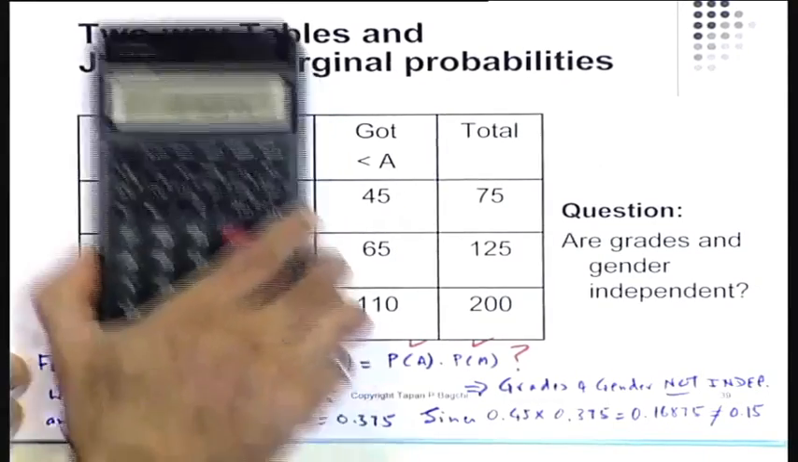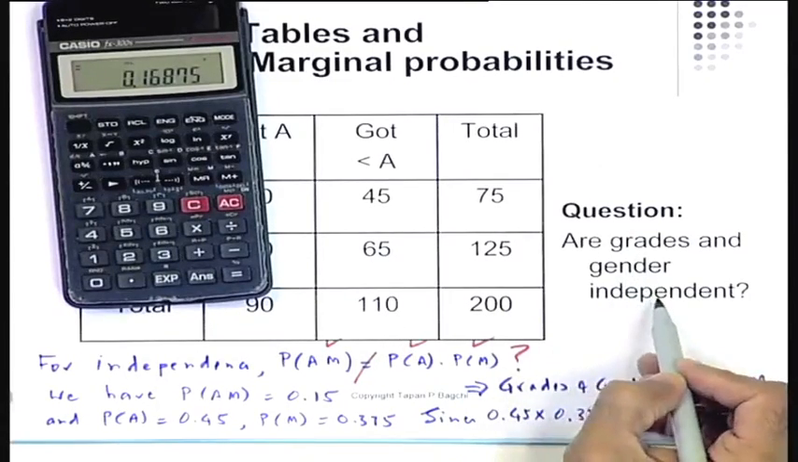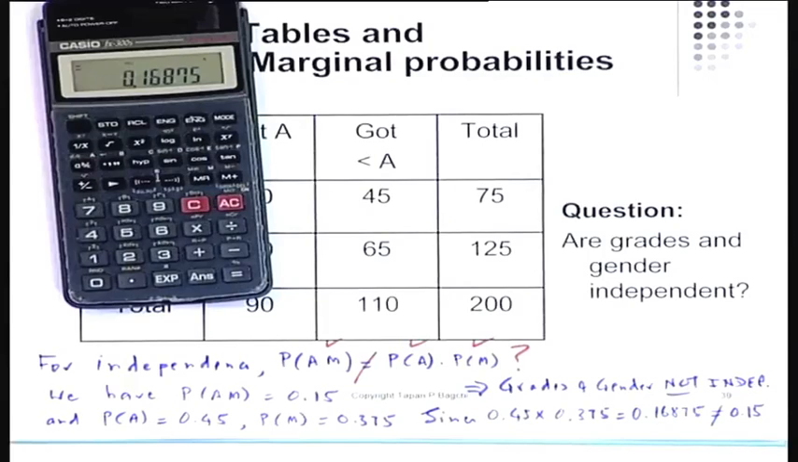But my God, we should have got 0.15 because that is P(AM). So it turns out this number is not the same as this. Therefore, what is happening here? This condition is being violated. What does it mean? Grades and gender are not independent. So it depends whether you're a boy or a girl, how you're going to be doing in the exam. That's what this little test is suggesting. So it's a question of probability, but we've done this.